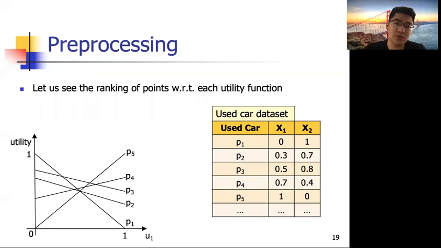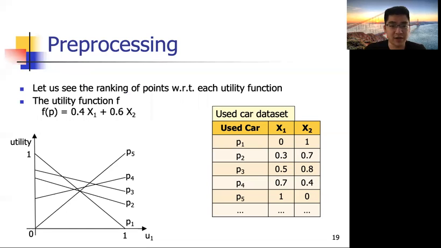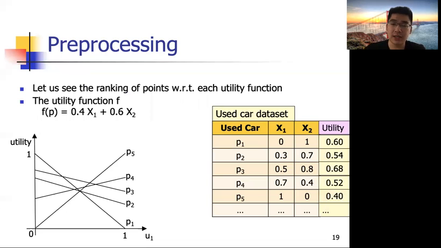Now, let us see the ranking of points with respect to each utility function. Suppose the utility function is 0.4 multiply x1 plus 0.6 multiply x2. Then we can directly calculate the utility of each used car. Based on these utilities, we can directly rank all these used cars. First, used car P3, which has the largest utility. Then P1, P2, P4, and finally, used car P5, which has the smallest utility.